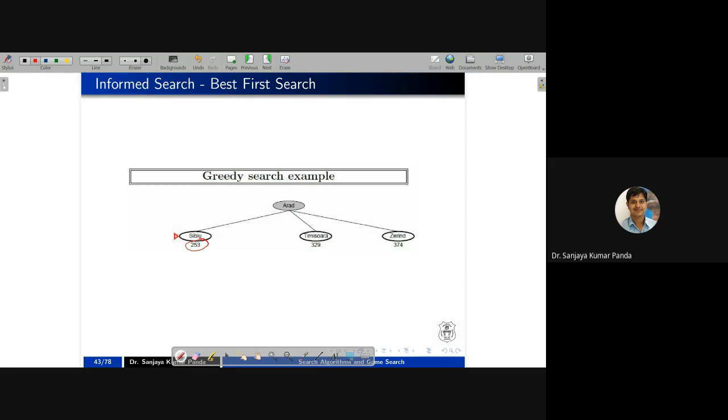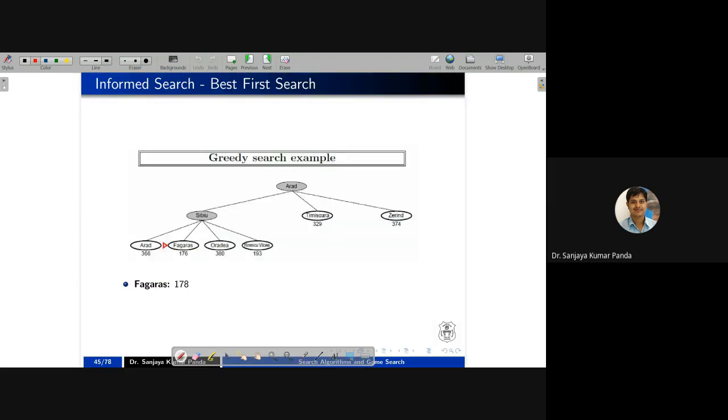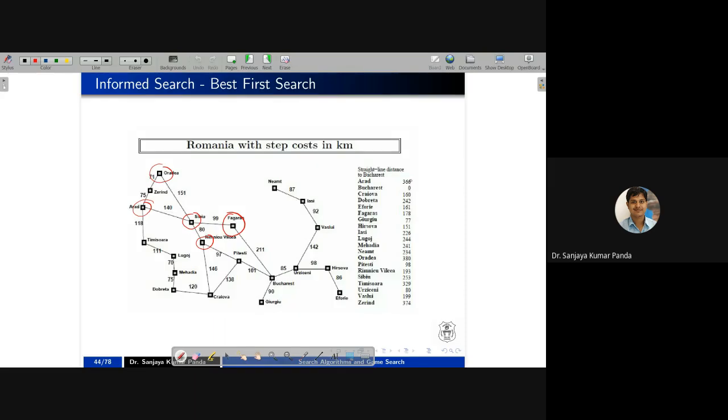S, T, Z, I have to choose 253. Right? So find the neighbor city of S. The neighbor city of S is O, also A, also R, also F. So you can see here Arad, then this F, O, and R. Now you tell me A to B distance is 366.